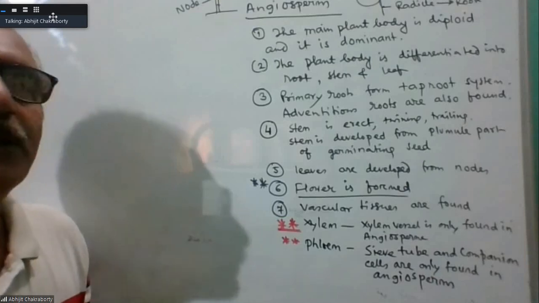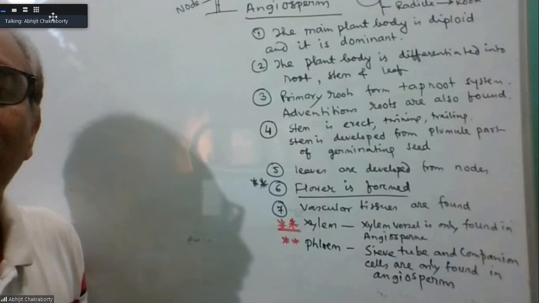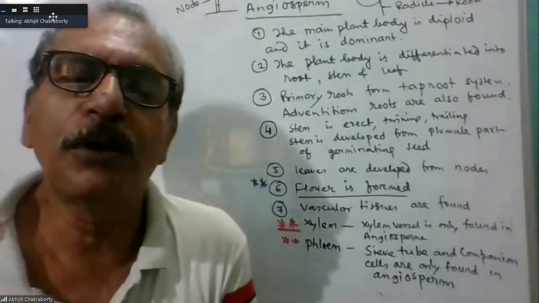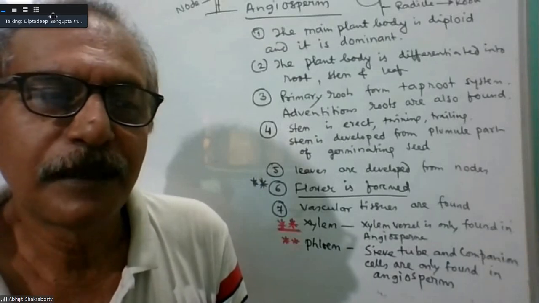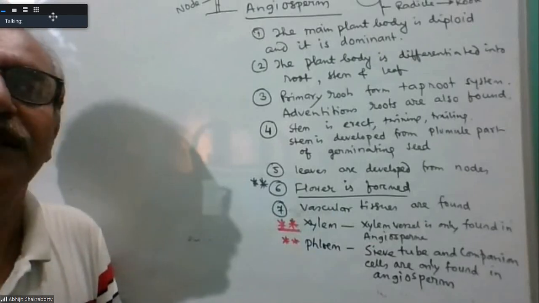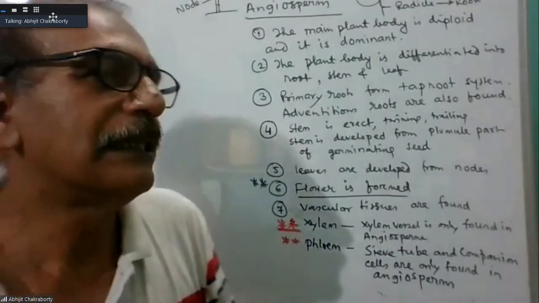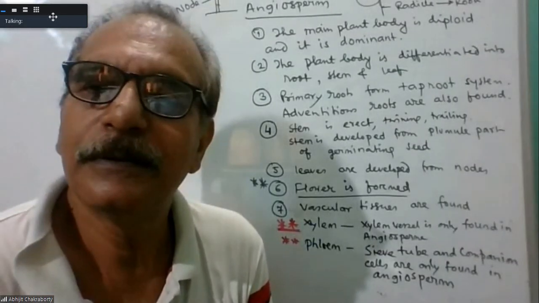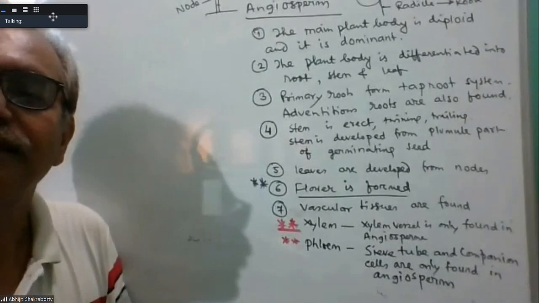In the case of gymnosperms and pteridophytes, the xylem component mainly concerned with conduction of water and minerals is the tracheid. Clear? And regarding phloem, for the translocation of solutes, in those plants sieve cells are present instead of sieve tubes and companion cells.